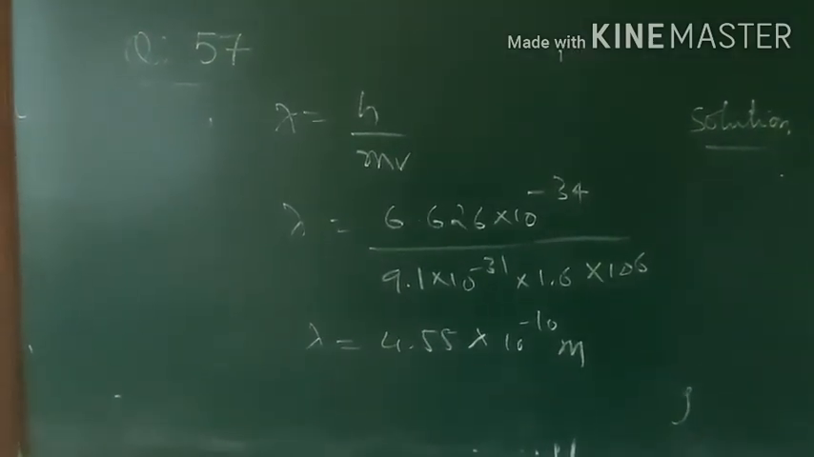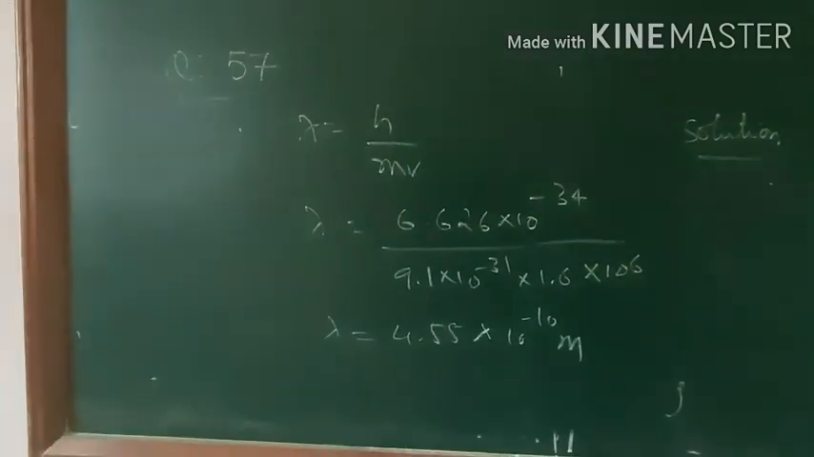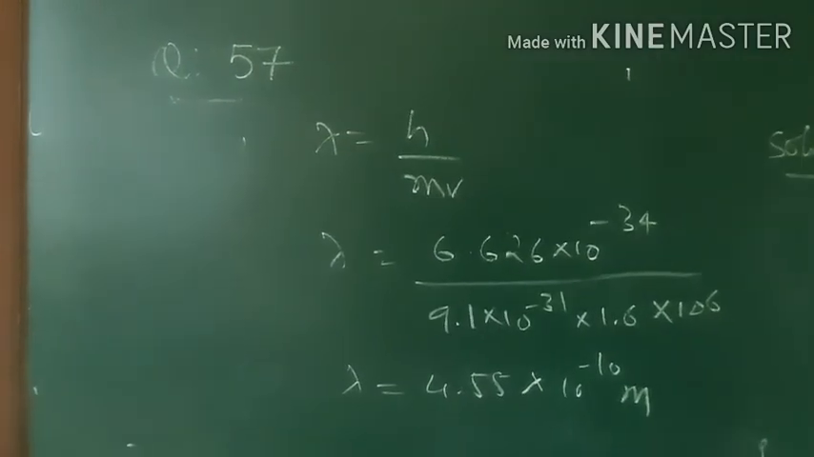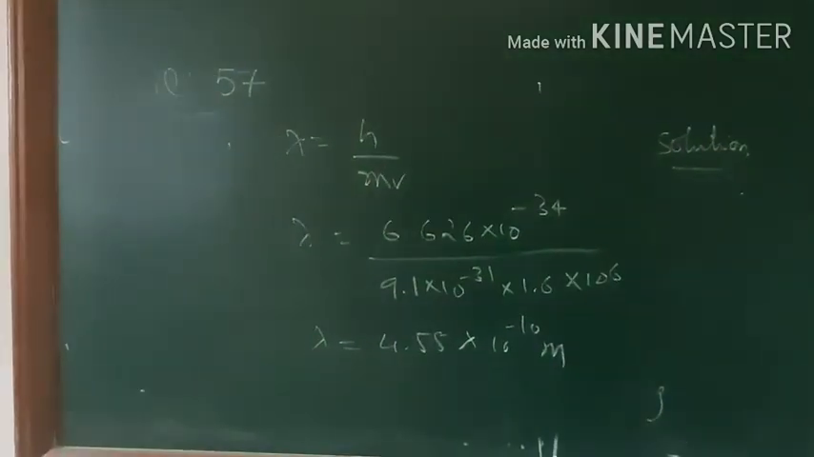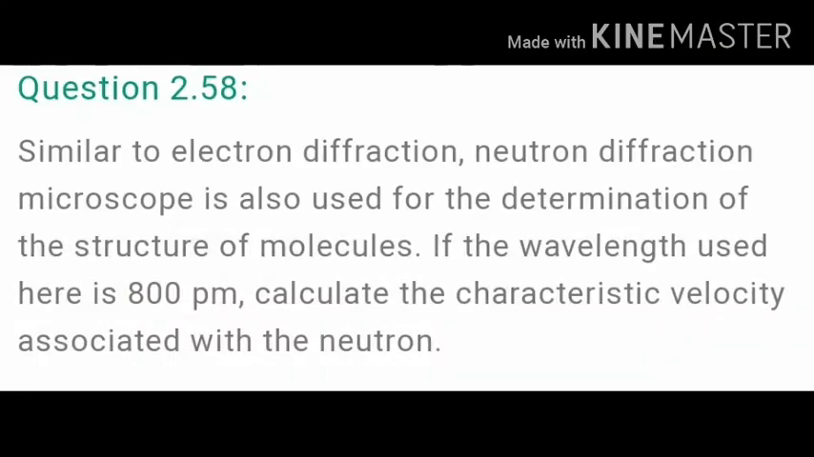Children, whatever question I have written on the board, that only we have to solve, none other than what is given in the textbook. More than 67 questions are there, so many of them are excluded. Whatever we have done, that only we have to do. So kindly copy this question. Here also we have to find the velocity by using the de Broglie equation, children. So we can just see the solution.